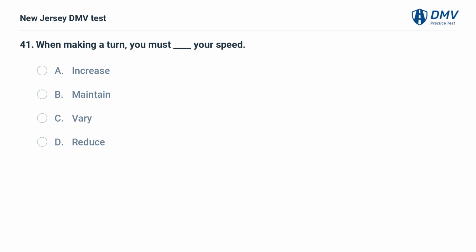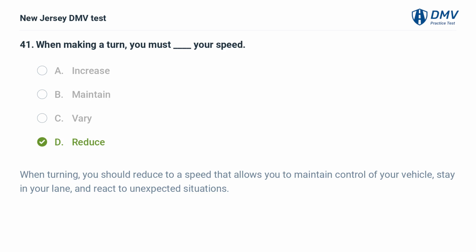When making a turn, you must fill in the blank: your speed. A. Increase. B. Maintain. C. Vary. D. Reduce. D. Reduce. When turning, you should reduce to a speed that allows you to maintain control of your vehicle, stay in your lane, and react to unexpected situations.